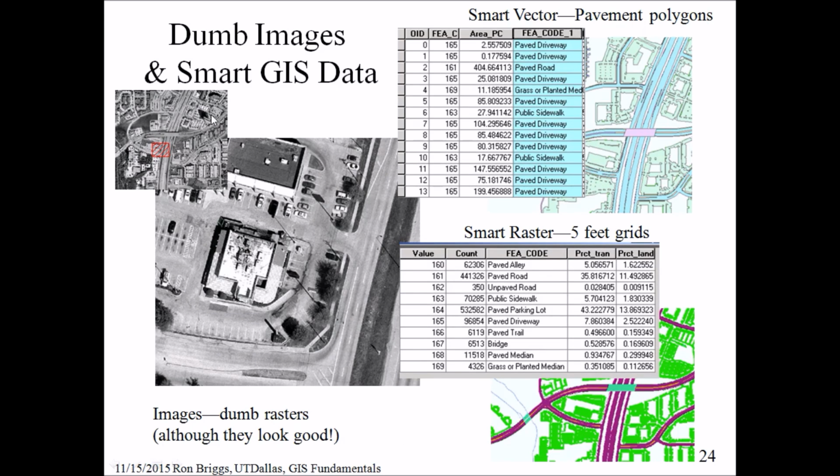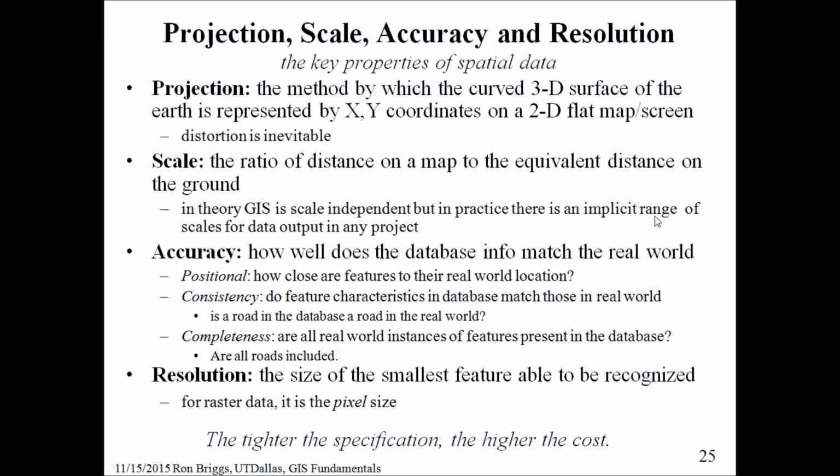So these are the ways we can represent this in the form of polygons, and in the form of grids. This is how we can represent it in the form of tables, information, and attributes.